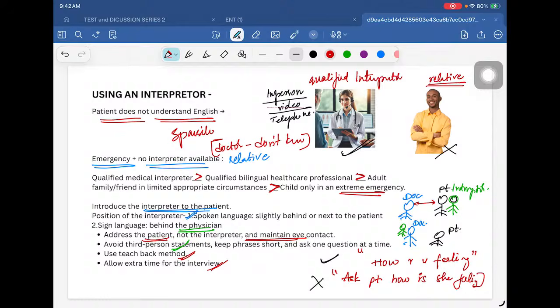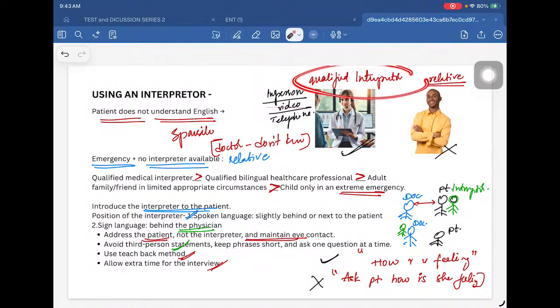All right, so this is about the usage of an interpreter. A qualified interpreter is always better than the relative. In emergencies you can take help of the relative. And this is how you have to talk to the patient using the interpreter.